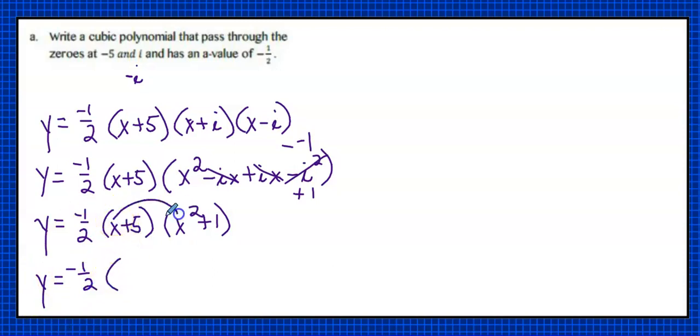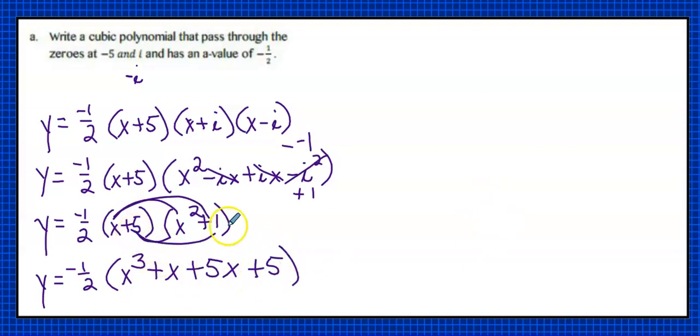This is going to be x cubed plus 1x plus 5x plus 5. So it looks like I made an error here. It's not 5x, it is 5x squared. So no like terms. I need to multiply in my negative 1/2. So I'm going to do that next.